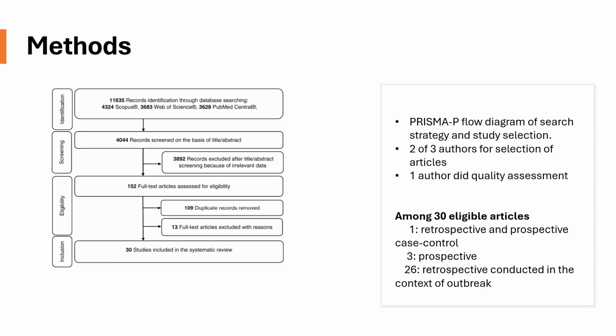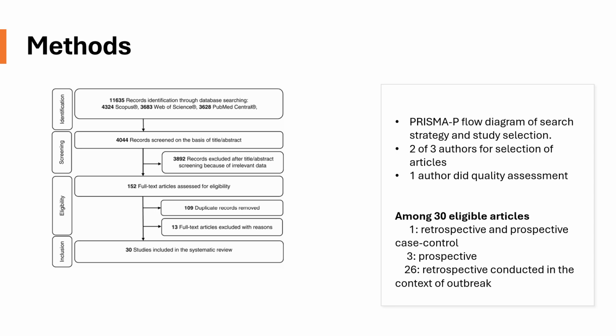Overall, 11,635 records were identified. 4,044 records were screened by titles and abstracts. 3,892 articles were excluded. Among 152 full articles, 109 duplicate records were removed.